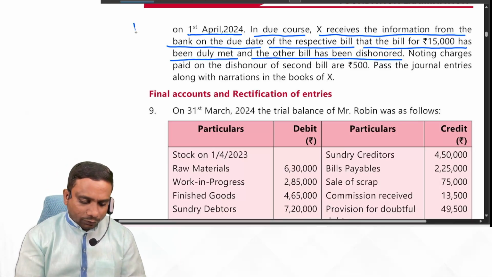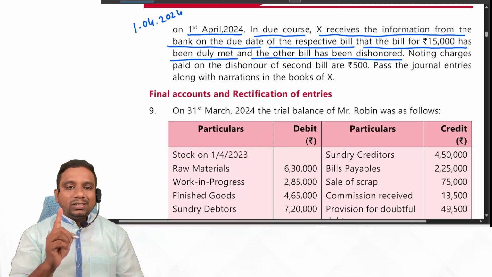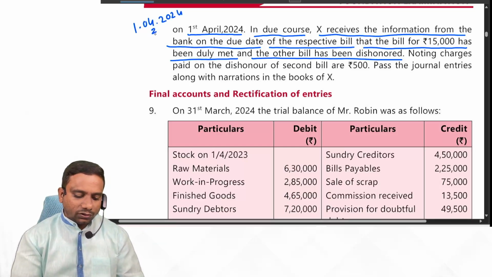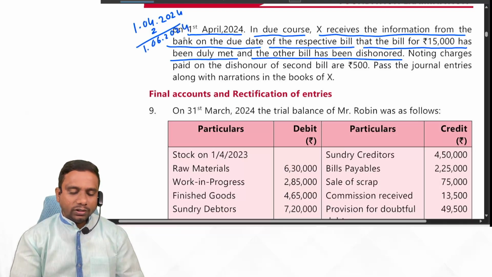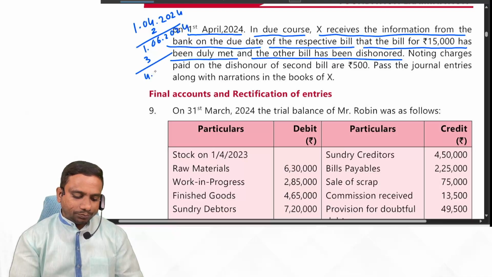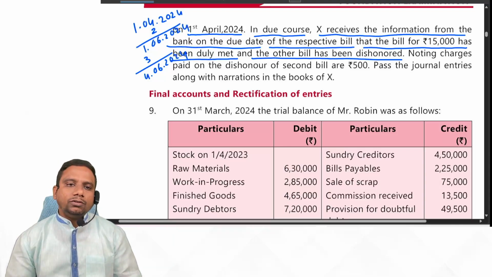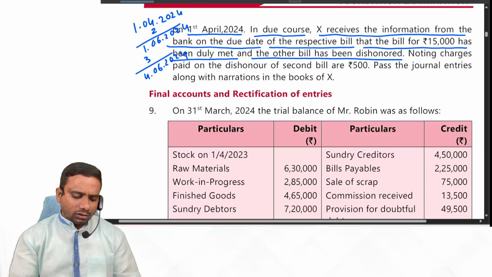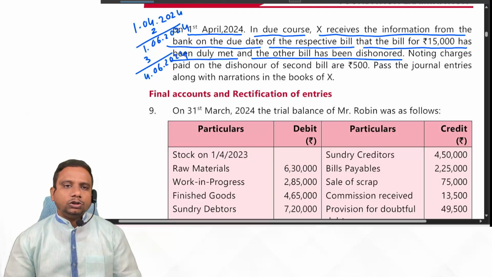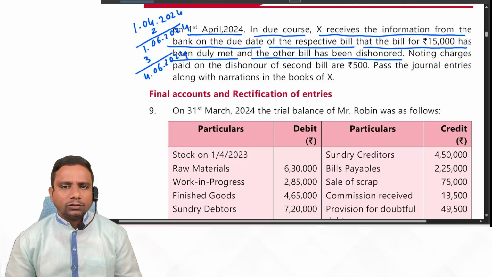If you observe, we have drawn the bills on 1/4/2024. The first bill is due for 2 months, so 1st June, add 3 days of grace, so 4th June 2024 is the due date of the first bill. The second bill is due for 3 months, so 4th July 2024 is the due date of the second bill, one month later.